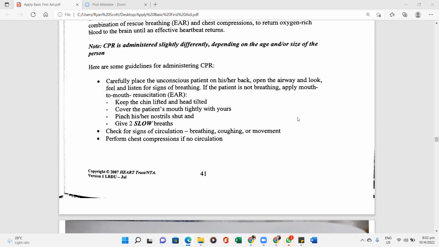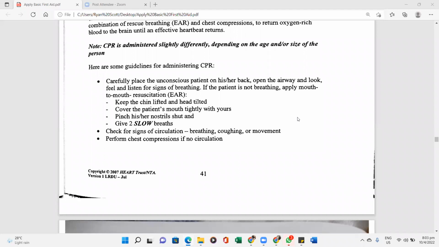And then you cover the person's mouth with your mouth and you pinch the nostrils and you give 2 deep and slow breaths. Okay, so you take a deep breath and you blow, all right? And then you check for signs of circulation, breathing, coughing, or movement. And then you perform chest compressions if no circulation. If you don't see any circulation, you start giving chest compressions. And remember how we check for circulation is the pulse, right? Pulse, okay? Signs of movement, right?